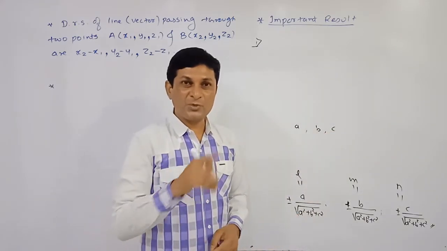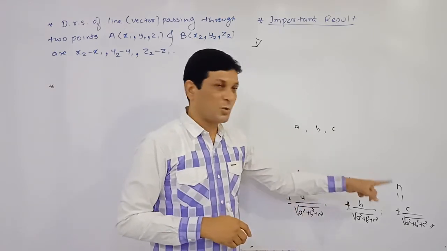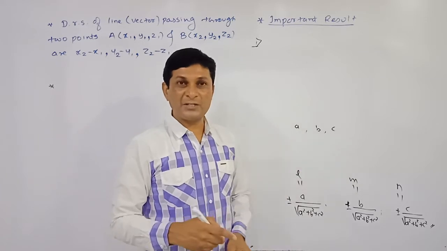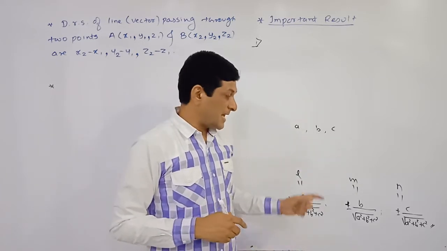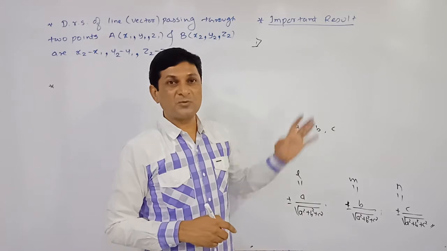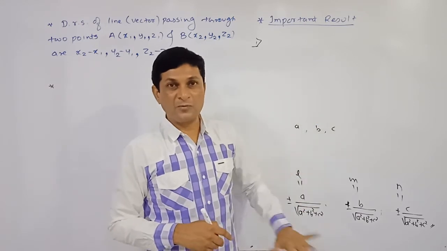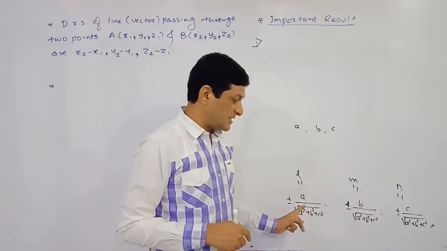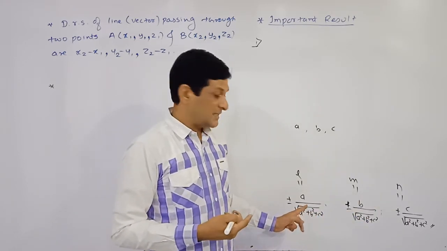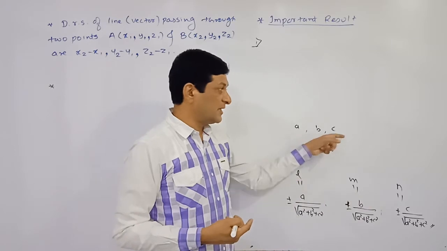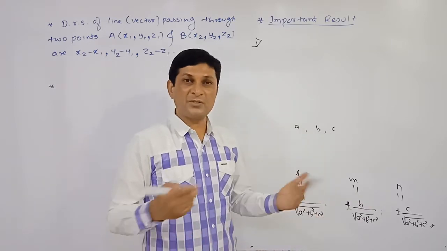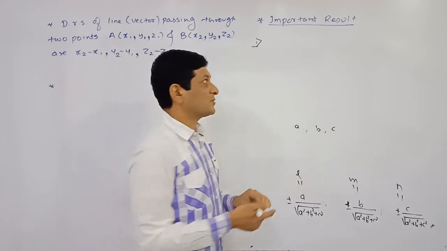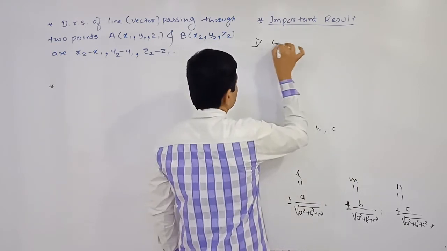Means what result are we getting here? If we are taking ratios of direction cosines, what are we getting? A, B, C. A, B, C are nothing but direction ratios. That's why direction cosines are also called direction ratios. But the converse is not true. If we are taking ratios of these three numbers, means ratios of direction cosines, then after cancelling the common factor we will get A, B, C. What is A, B, C? Direction ratios. That's why we can say that direction cosines of a line are also the direction ratios of the line.